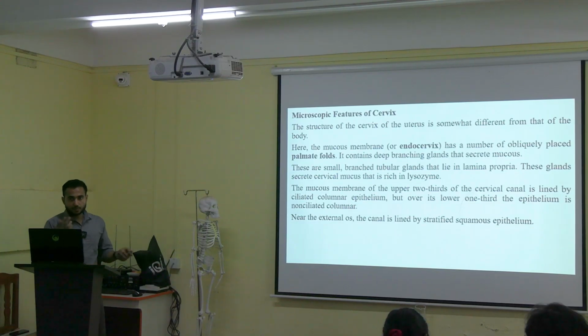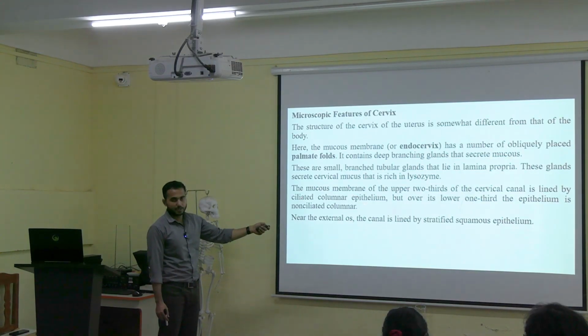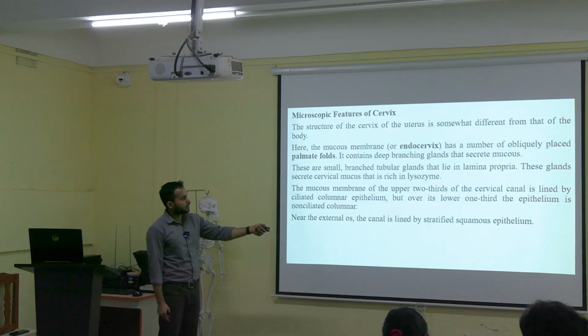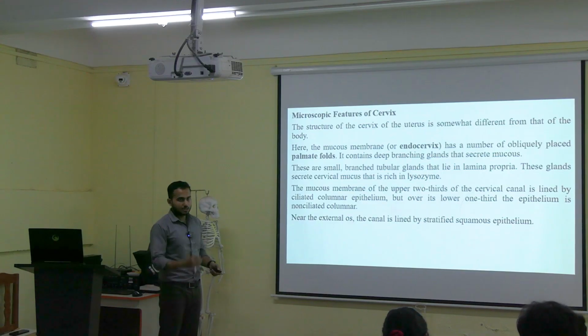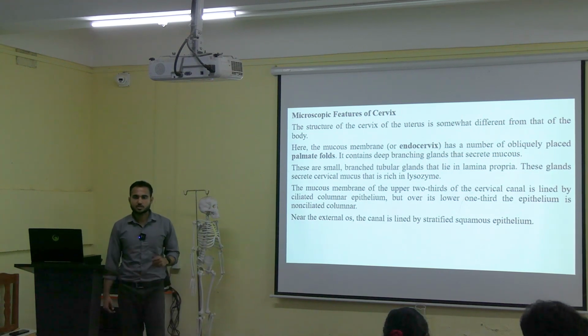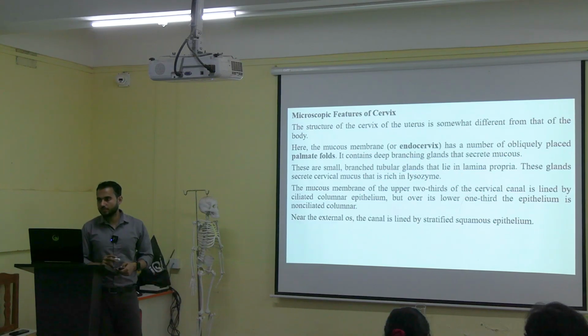Next, the lining epithelium of the cervix, there are some differences. What are those differences? As you can see, upper 2/3 of the cervical canal is lined by ciliated columnar epithelium. Next, lower 1/3 is lined by non-ciliated columnar epithelium, and just near the external os, the canal is lined by stratified squamous non-keratinized epithelium. So these are the differences in the lining epithelium of the cervix.